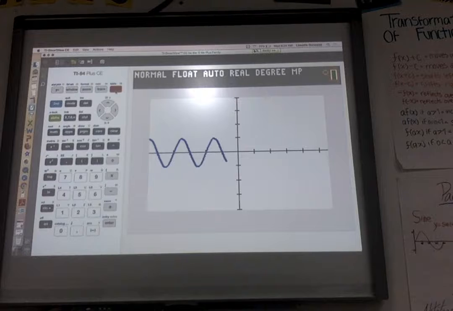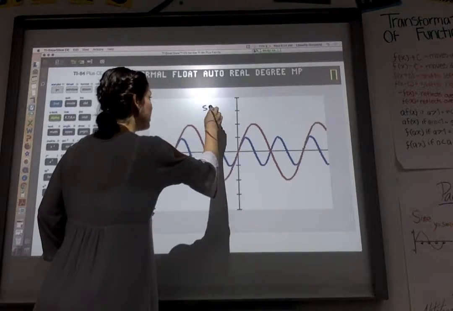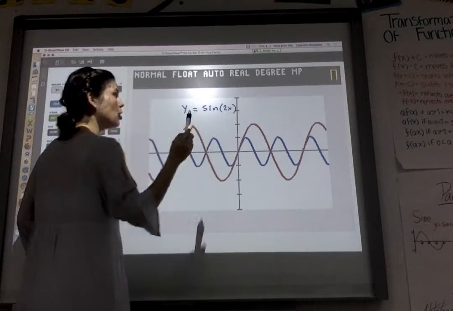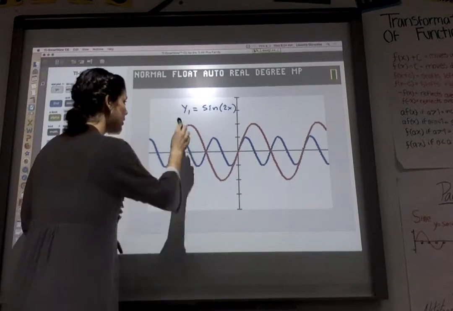So the blue one is the sine of 2x. The blue one was the first one, the sine of 2x, and the red one is the second one.